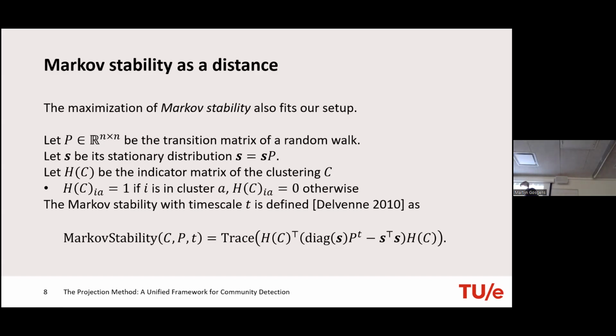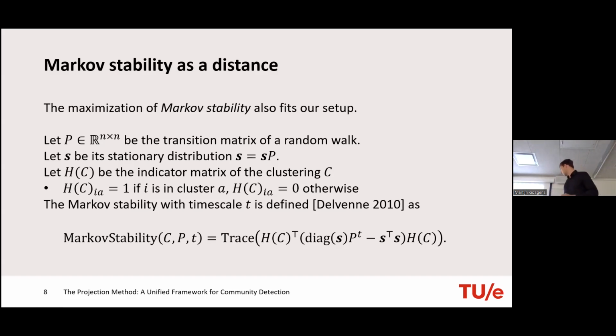This diagonal of the stationary distribution times the transition matrix to the power t: the entry ij is merely the probability that you started in state i and ended in state j. And then by multiplying it by these indicator matrices, you're simply taking the sum within each community.